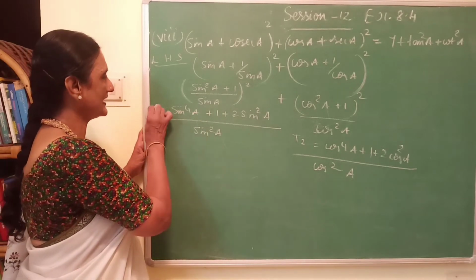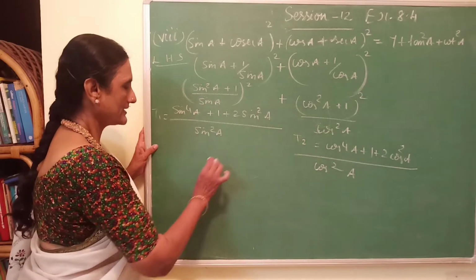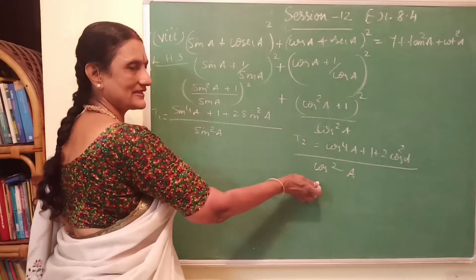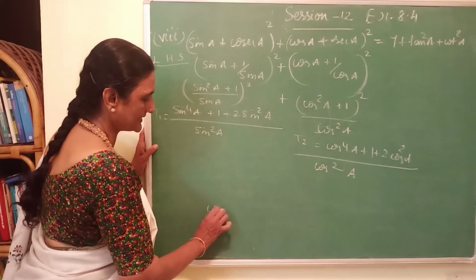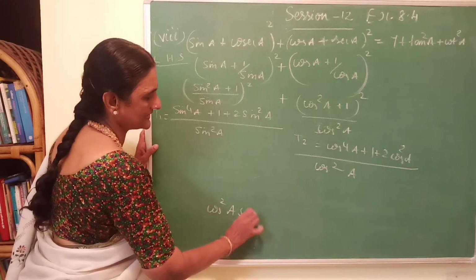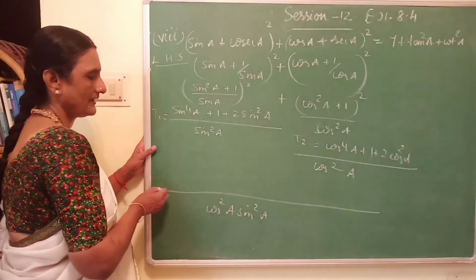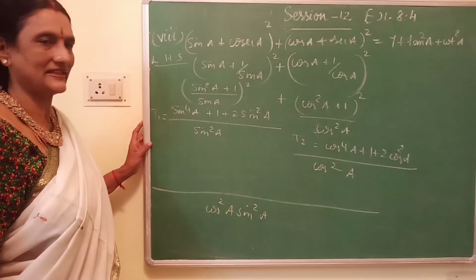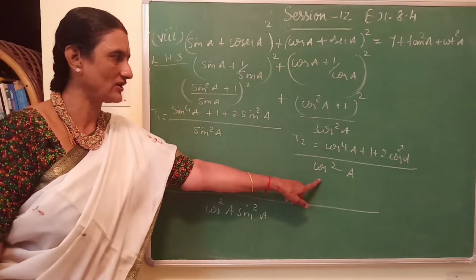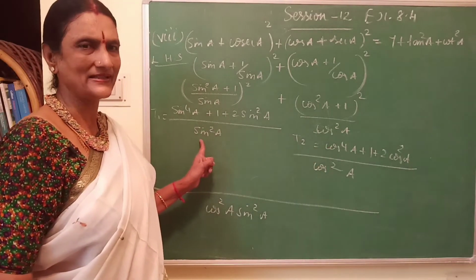Now this is T1, this is T2. I have to combine both. If I combine, the denominator of this is sin square A and of this is cos square A. Obviously the common denominator is cos square A sin square A. Now what am I going to do? I am going to combine all the 6 terms. So for all the 3 terms here you have to multiply by cos square A, and for all these 3 terms you have to multiply by sin square A.